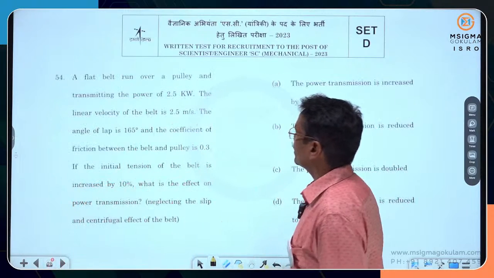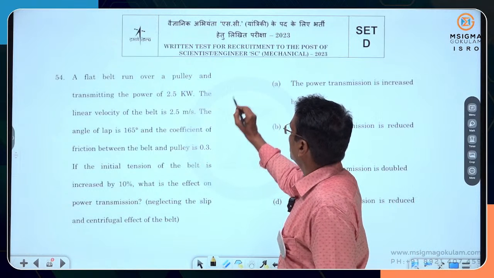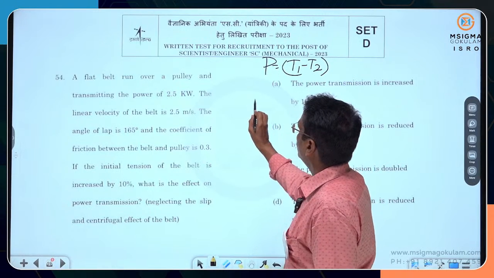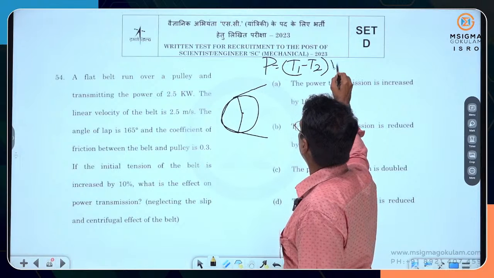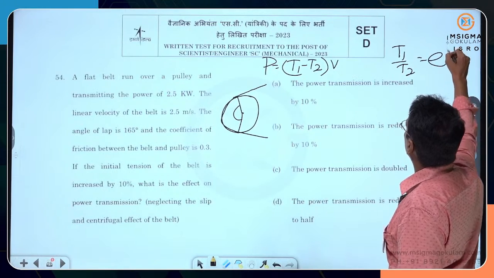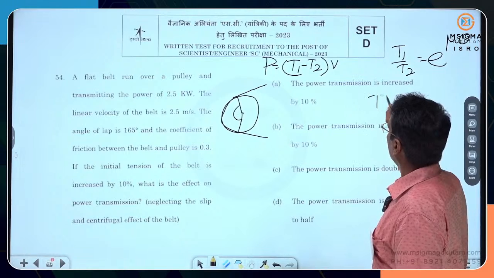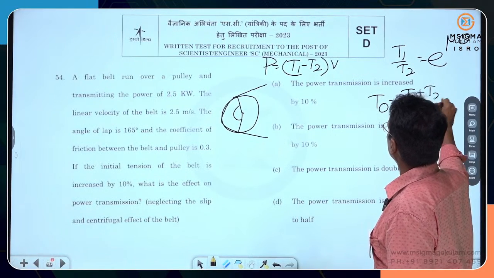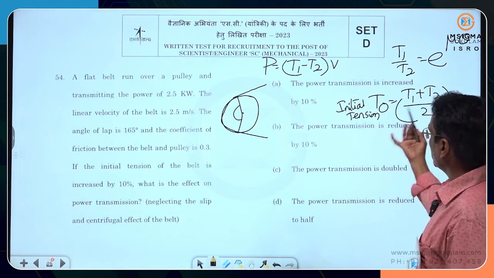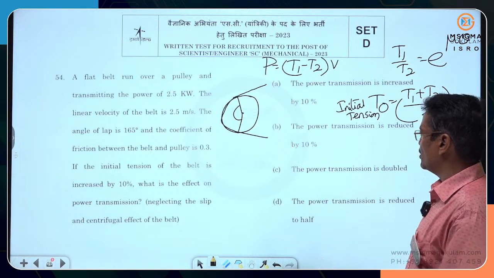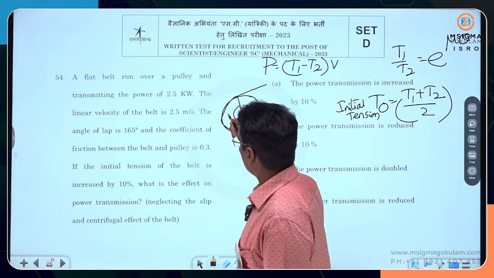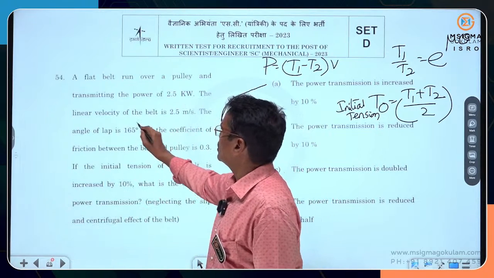A flat belt runs over a pulley, transmitting power. The power transmission formula is (T1 minus T2) into the velocity. The angle of lap will be given there, and the ratio of the tensions is e to the power of mu theta. The initial tension is the average of the two. So, if the initial tension is increased by 10%, what is the effect on the power transmission? By using these three equations, you will get the answer. The angle of lap is given as 165.